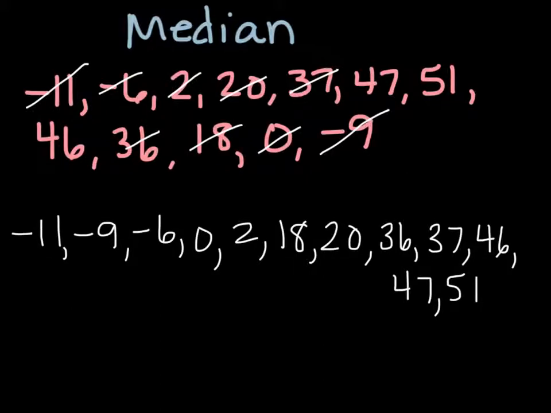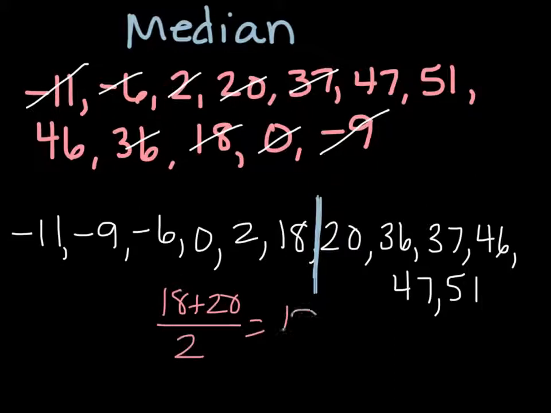Our next step is to find the middle value. So we know we have 12 values, 1, 2, 3, 4, 5, 6, and so here is our center between 18 and 20. So since we have an even number of digits on either side of our center, we need to find the mean of 18 and 20. So we'll take 18 plus 20, divide that by 2, and we get an answer of 19. So the median of our data set is 19.